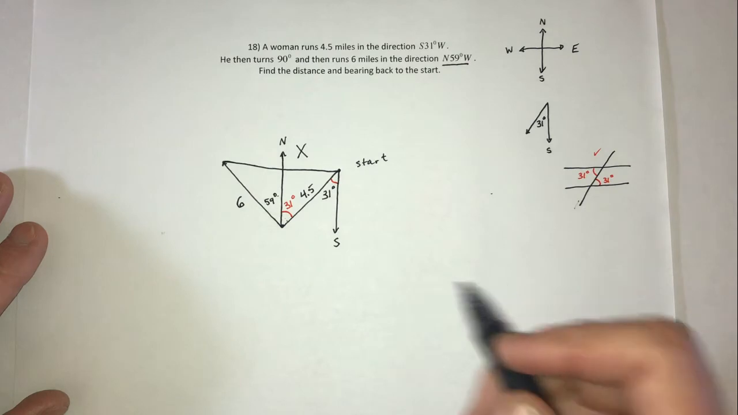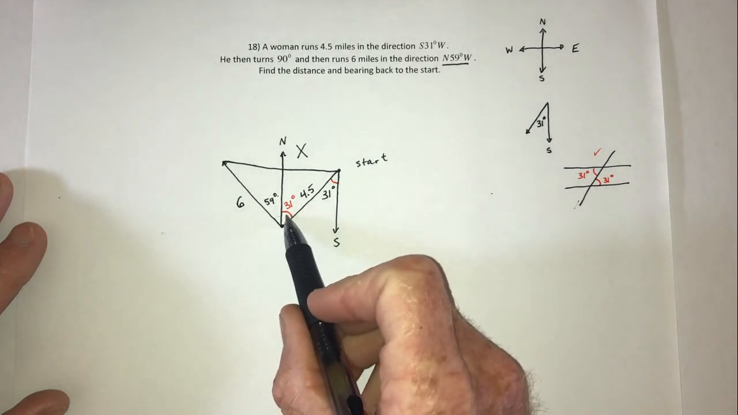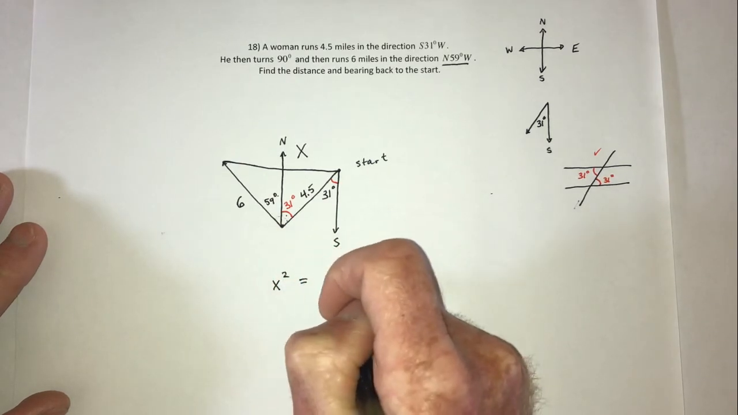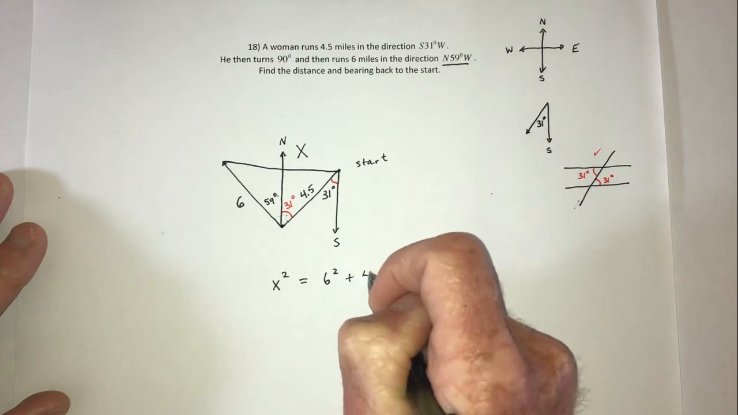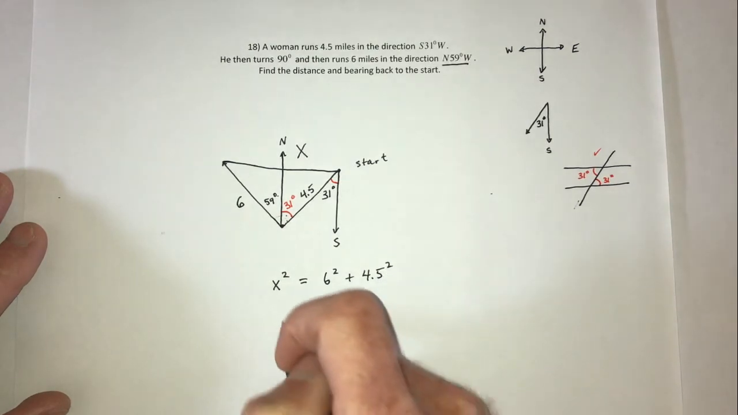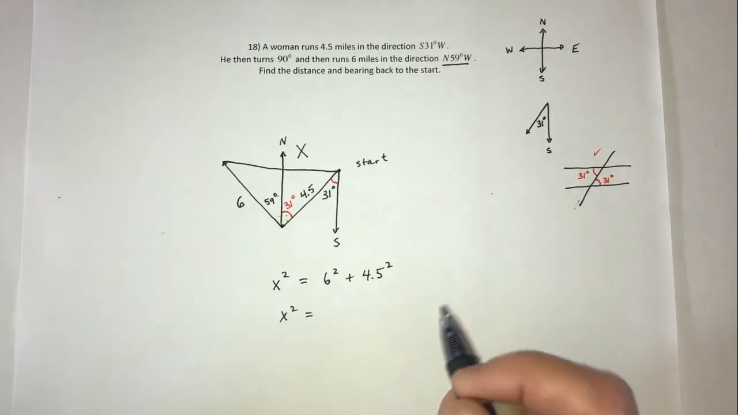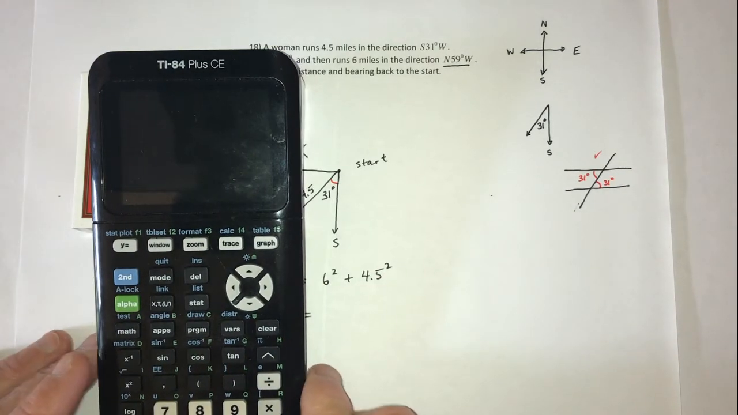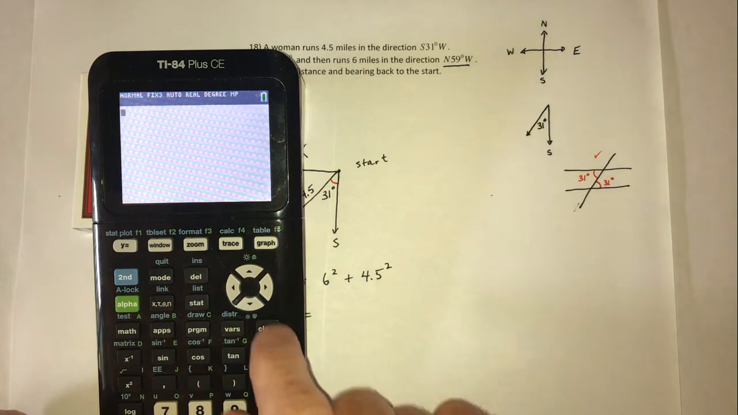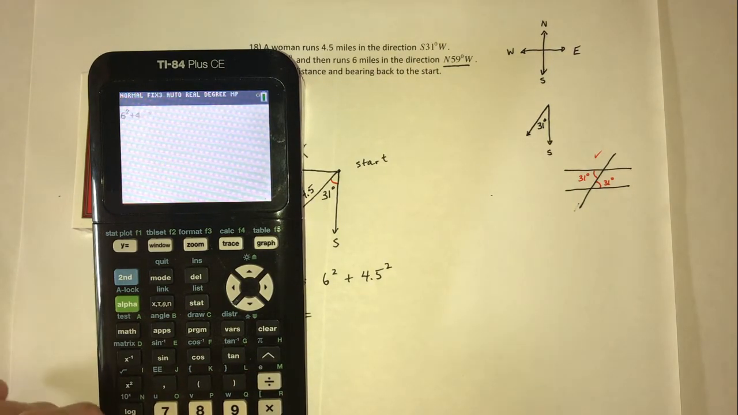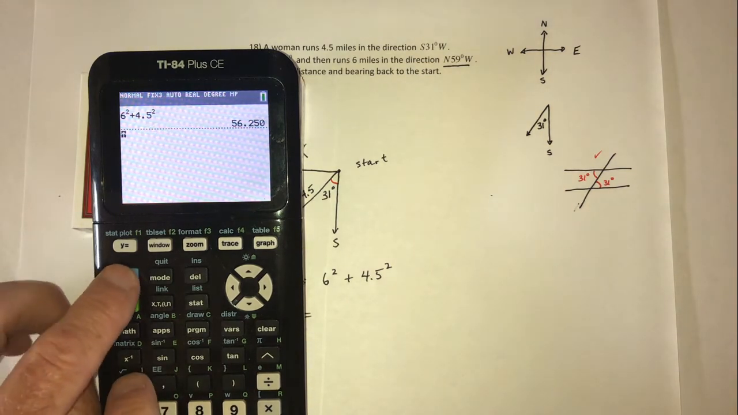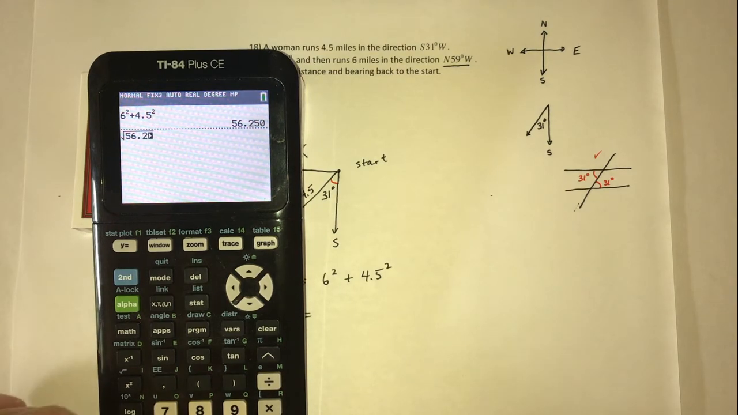And for that, we could just use the Pythagorean theorem, since this is a right angle right here. So that would be that x squared equals 6 squared plus 4.5 squared. 4.5 squared, I cannot do that in my head. Well, I can, but I just don't want to show off. So let's see. 6 squared plus 4.5 squared is 56.25. And then I will need to take the square root of both sides. Oh, wow, that worked out nice, 7.5.